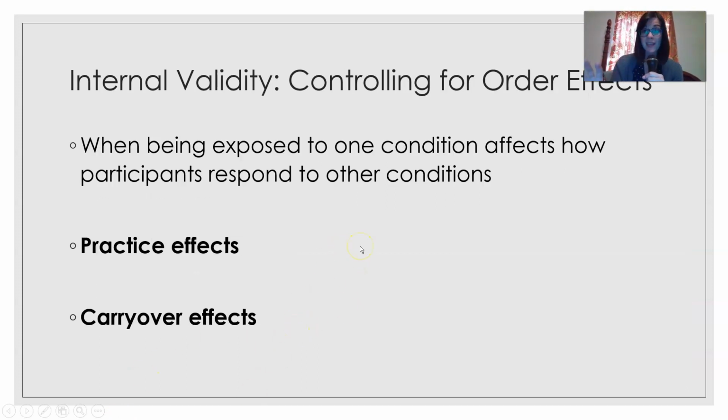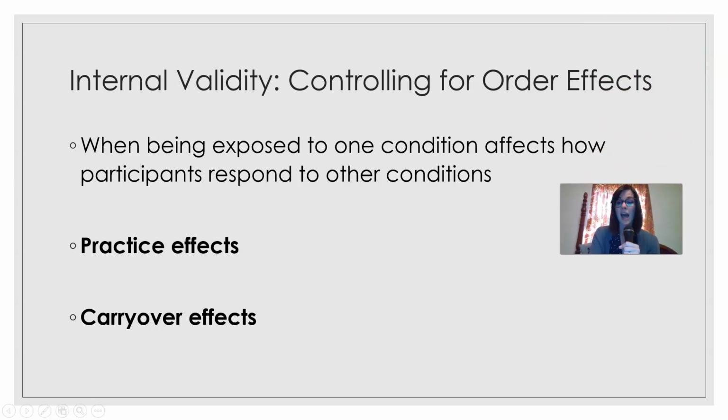Now, having said that, there are a couple of things you have to watch out for when you are doing a within subjects design. One of the things you have to watch out for is what is called an order effect. Generally, when you are exposed to one experimental condition, it will affect how you perform on other conditions as well. And that is something that if you are exposing people to all possible conditions, you're going to have to watch out for.